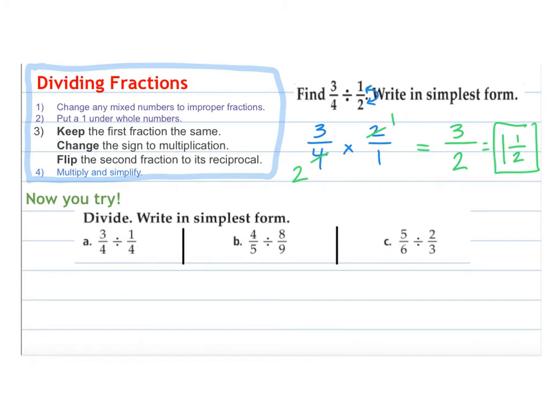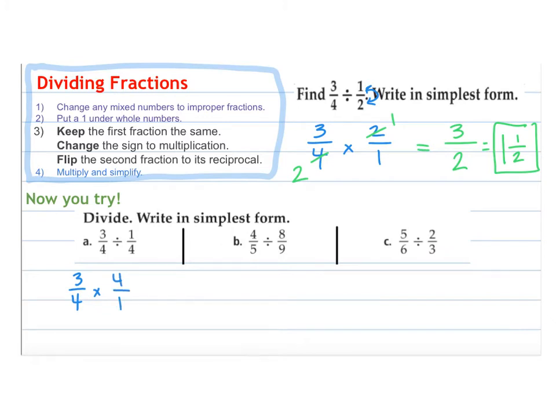Okay. So try these next problems if you're feeling comfortable. Otherwise, you can continue following along. So 3/4 divided by 1/4. Again, keep, change, flip. Keep the first fraction the same. Change from division to multiplication, and flip to the reciprocal. So 1/4 would become 4/1.